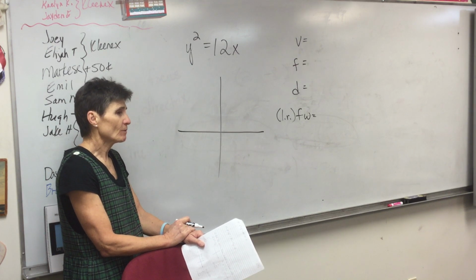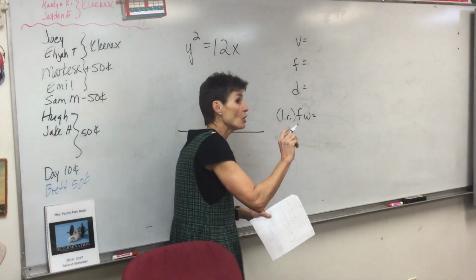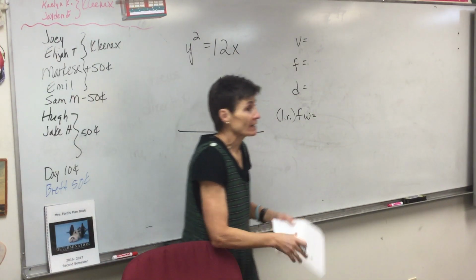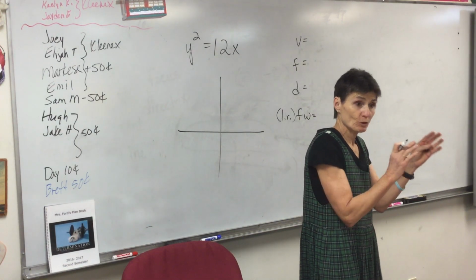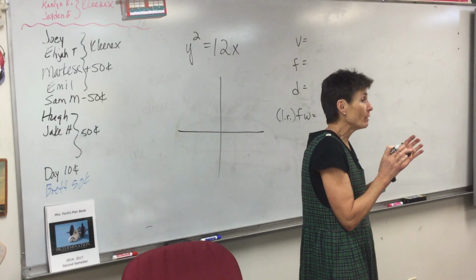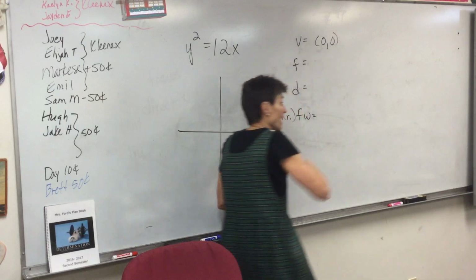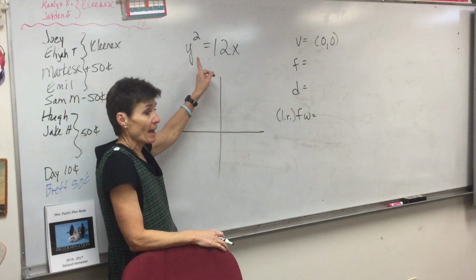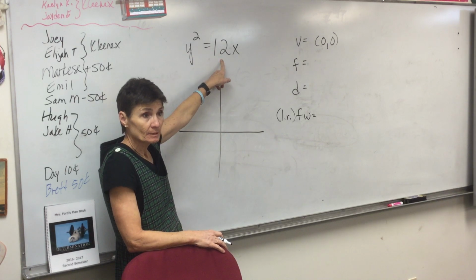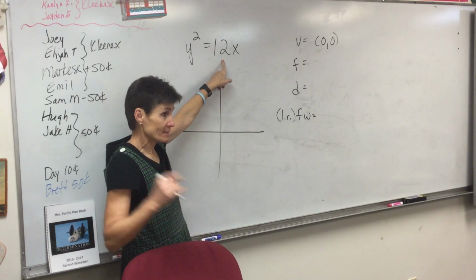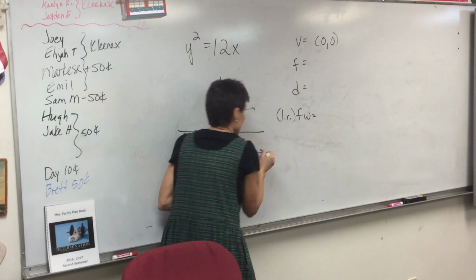Vertex. Anybody know where the vertex of this is? 0, 0. Why? Because there's no numbers. There's no adding or subtracting. It's the adds and subtracts that move your vertex around. If there's no addition and subtraction, then you are at the origin. Now, remember what we just talked about. This is a y squared positive. So y squared positive is right. So this parabola looks like this.